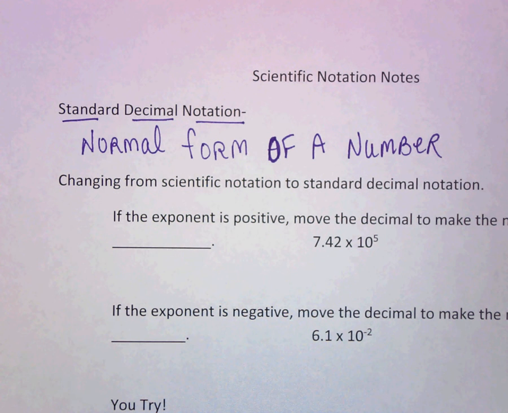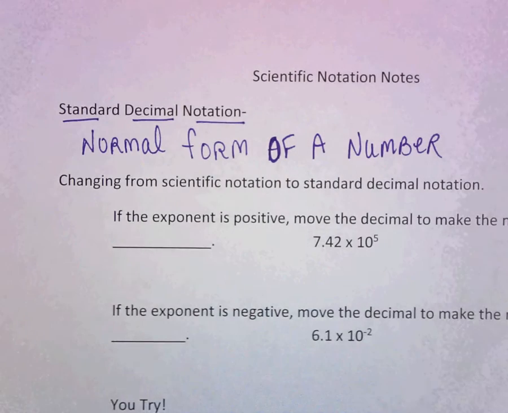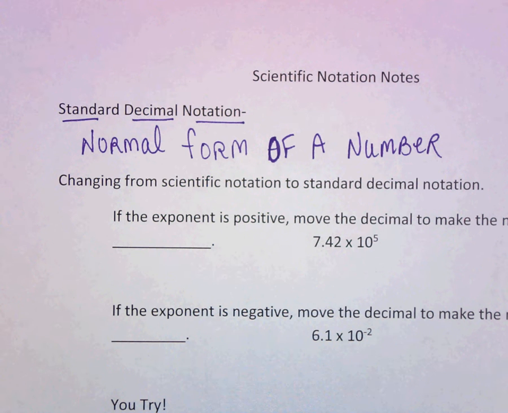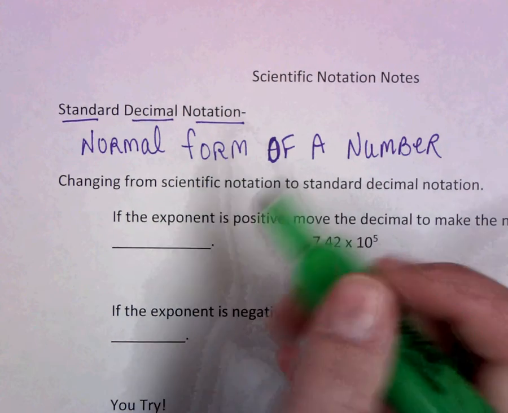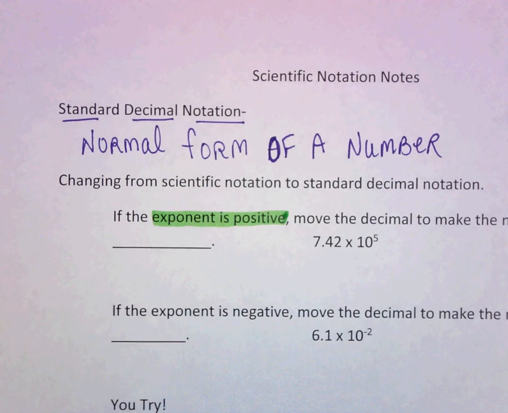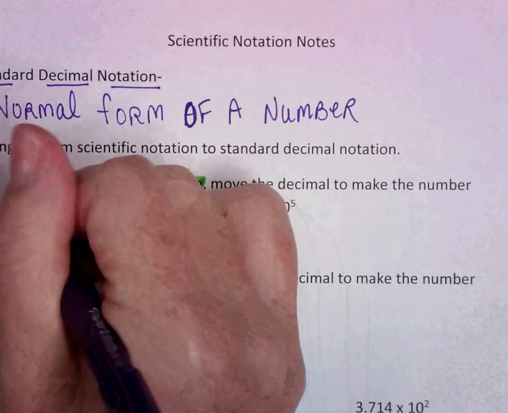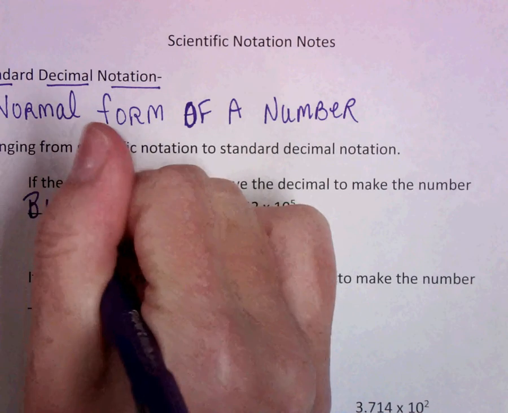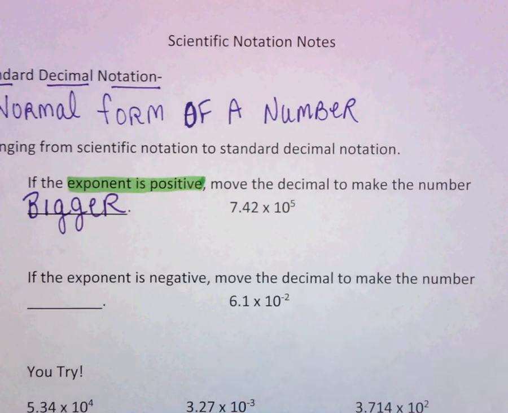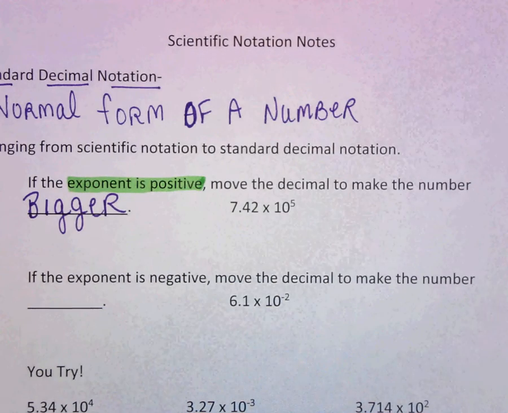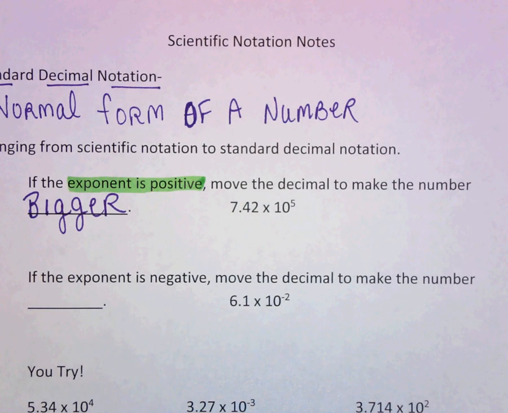So now we're going to do it the other way. We're going to start with scientific notation, and we're going to change it to a normal looking number. Something to remember here: if the exponent is positive, we move the decimal to make the number bigger.